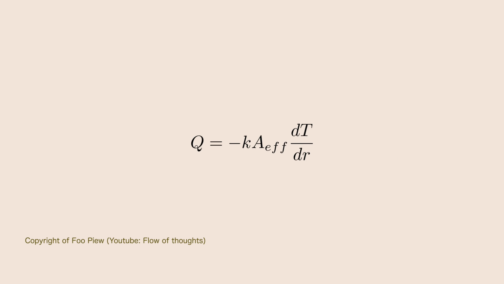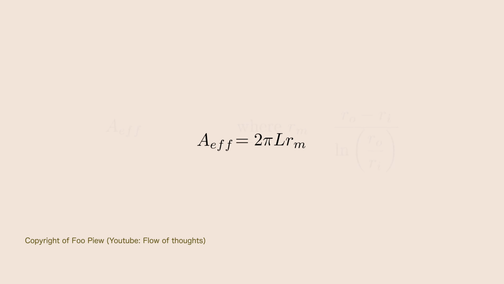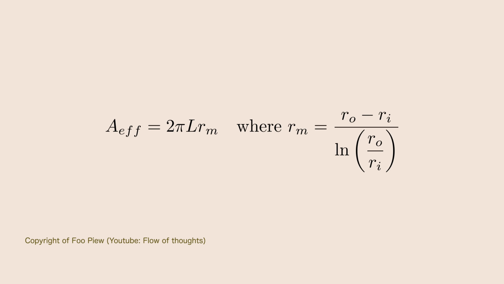Next, we introduce the effective heat transfer area. This concept simplifies calculations by representing the geometry of a cylinder as a single equivalent area. Through integration, we get the ratio of the temperature difference to the radial distance. By equating this with the heat conduction equation we previously derived, we find the expression for the effective heat transfer area. Here, Ro is the outer radius and Ri is the inner radius.